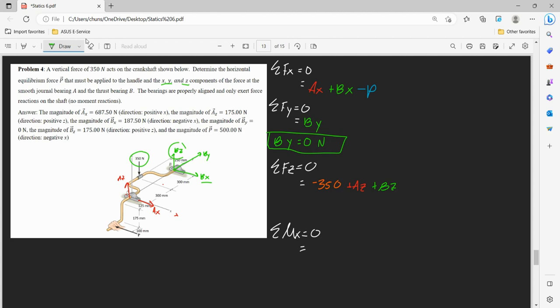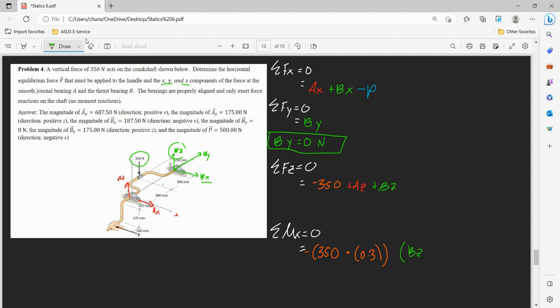So this leaves us 350 is acting in our Z direction. We want to find it to our X. This is our Y distance from it. So Y distance is 300 millimeters. So this is 0.3 meters, if I'm not mistaken. Okay, that's right. And this is in our negative X direction. Okay, and if BZ is positive, this is BZ.